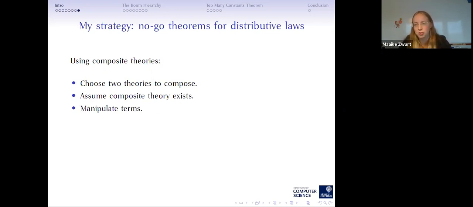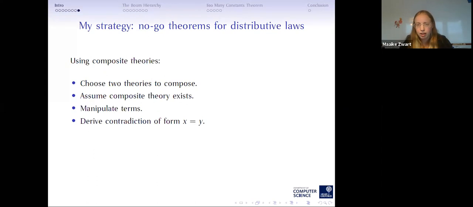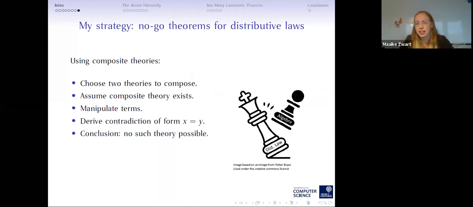And this is the technical part of all my proofs. And then eventually, I'm deriving a contradiction of the form x equals y, two variables equal to each other. And that, of course, means that it's an inconsistent theorem, and that's not what we want. So we don't have a composite theory that we want. So composite theories are impossible if you can derive this contradiction.